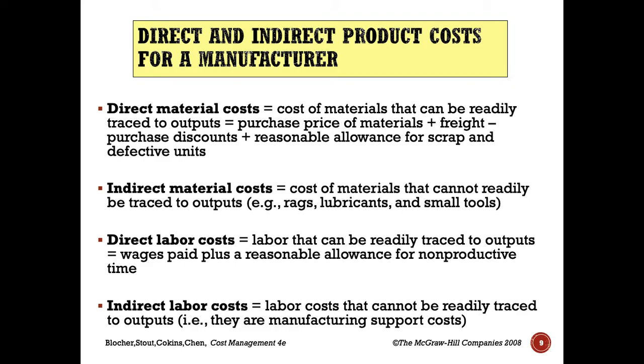On the other hand, indirect labor cost is labor cost that cannot be readily traced to outputs. An example is manufacturing support costs. Examples of indirect labor costs are supervision, quality control, inspection, purchasing and receiving, materials handling, and so on.